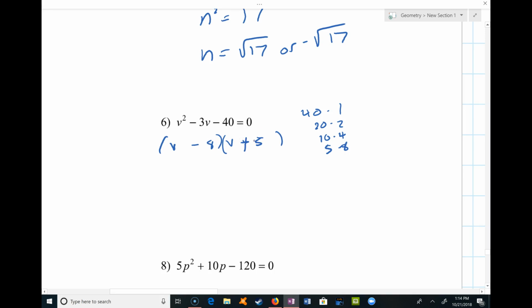Once again, if I use the zero product rule, because this is equal to 0, that tells me that v minus 8 is equal to 0, or v plus 5 is equal to 0, which means v is equal to 8, or v is equal to negative 5.